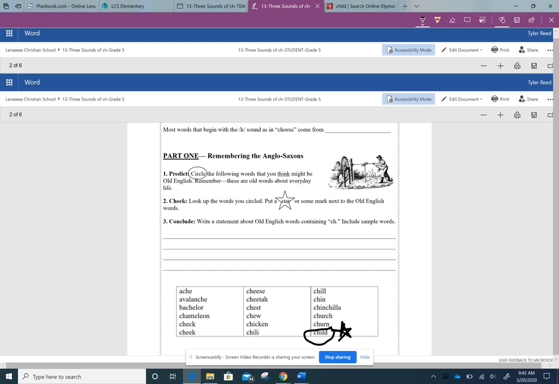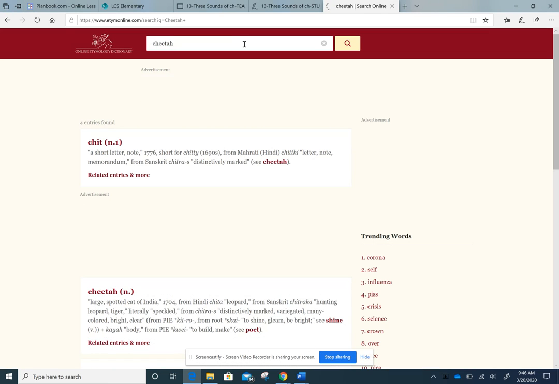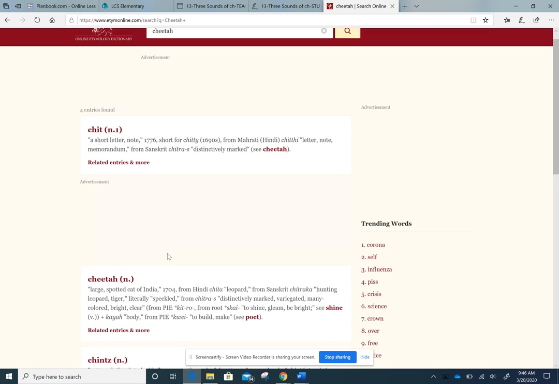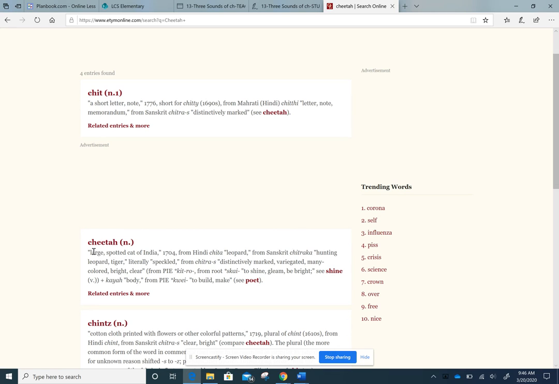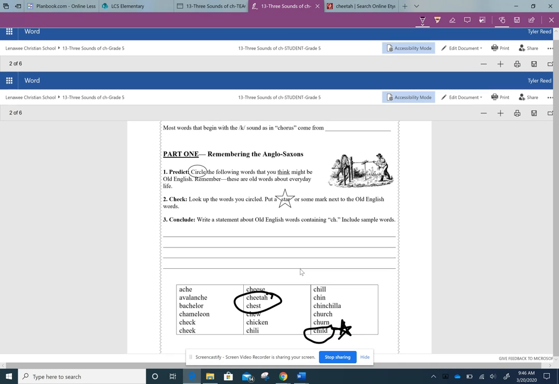So if I look up a different word, so let's say I think the word cheetah is an Old English word. I'll look that word up on Edam Online after I circle it, of course. And going down here, I don't see Old English anywhere. I do see it says it's from Hindi. So I realize that is not an Old English word. So if I go back to my packet, I don't put a star next to it. I just move on to the next word. So that is how you do part one of the word study packet.